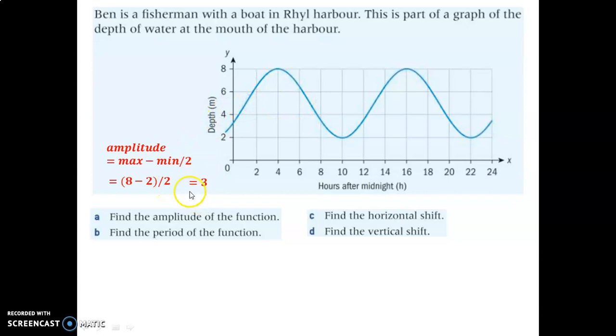So if we found out the amplitude is 3 by that, we know we have this center line here going through the graph, right? If we found out the amplitude is 3, then the center line of the graph must be 3 away from the max point, so 3 down, down to 5, or 3 up from the min point, from 2 to 5. So 5 is our midline, and then we can see our amplitude clearly here, 3 and 3. So that's our amplitude. Now, find the period.